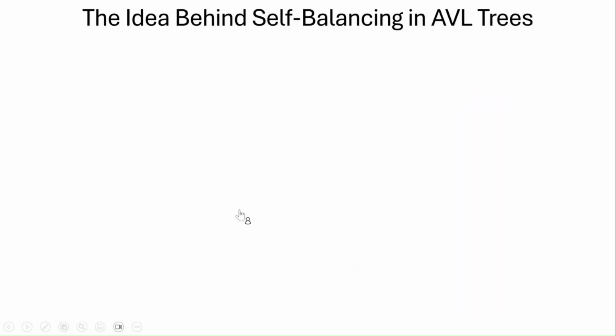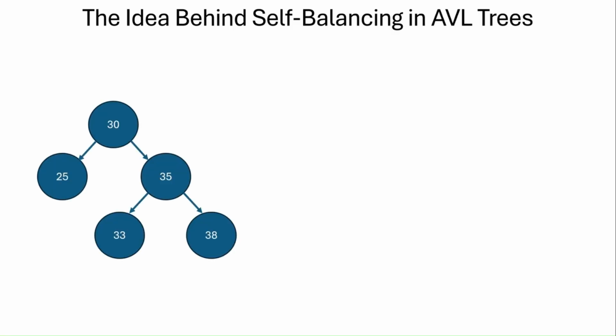Let's understand the idea behind the self-balancing technique in AVL trees. We understood when an AVL tree considers itself unbalanced. Now let's understand the idea behind making that tree balanced again. So let's take this example. This is our binary search tree, and for each node, you can see the balance factor is like this.